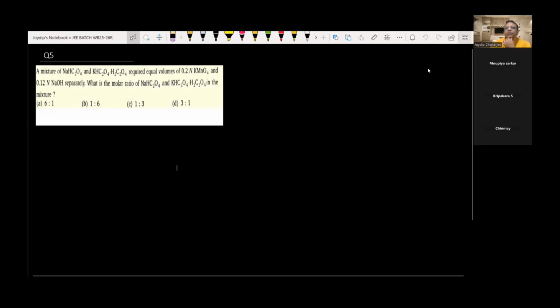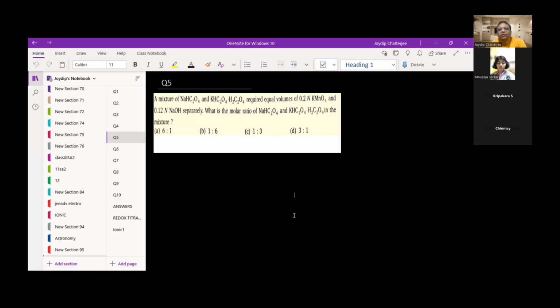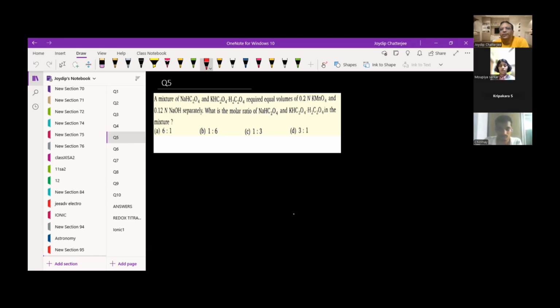Is it visible? This question is visible to all of you? Yes, sir. See, it is better if you put on your cameras because I can interact with all of you. Okay. Kripagara, Chinmay. So I think this question is visible to all of you. Is it visible? Yes, sir. Okay. So could you try this question?